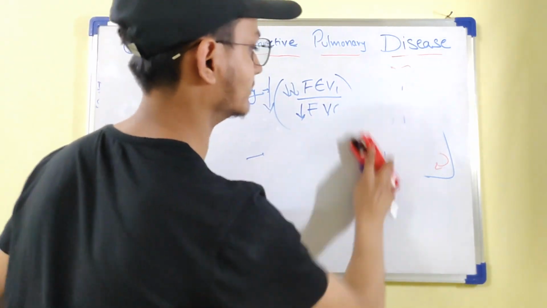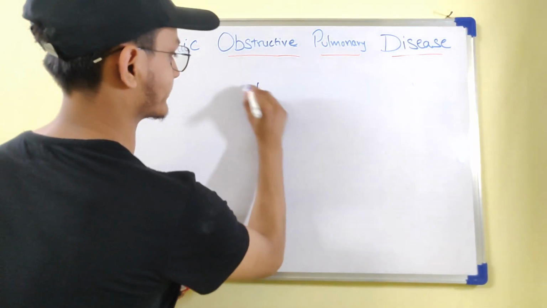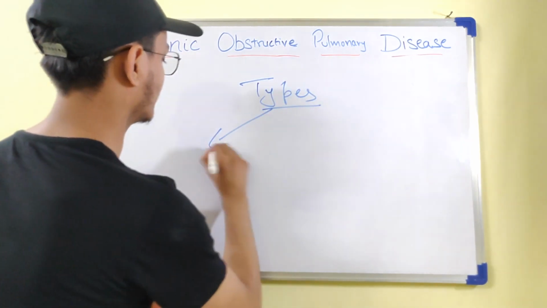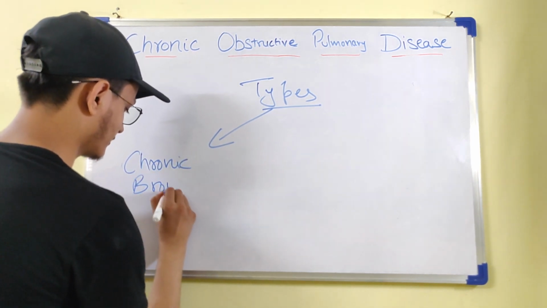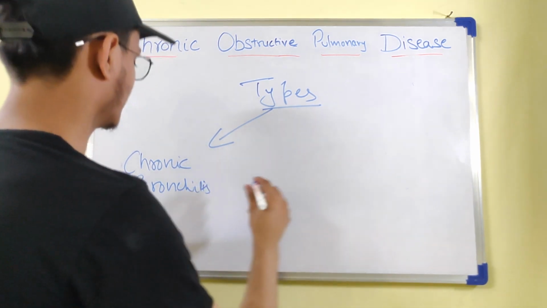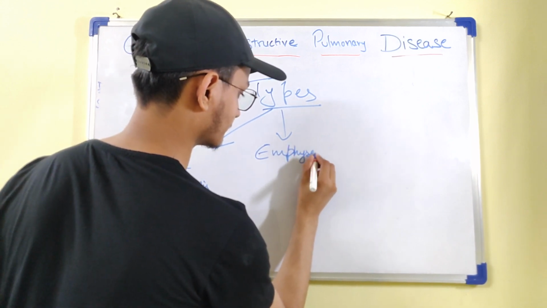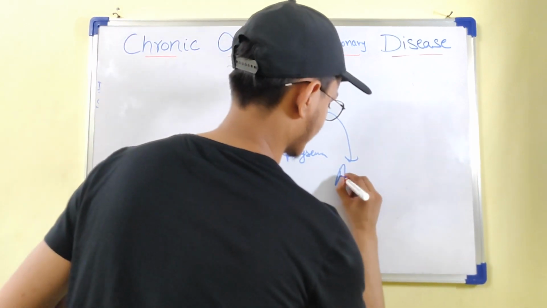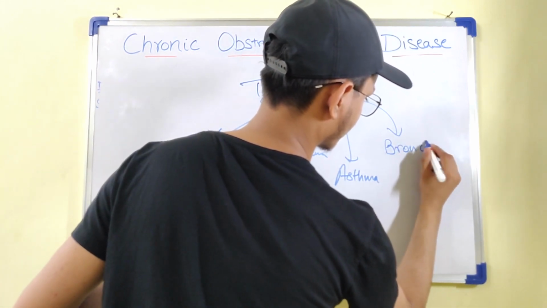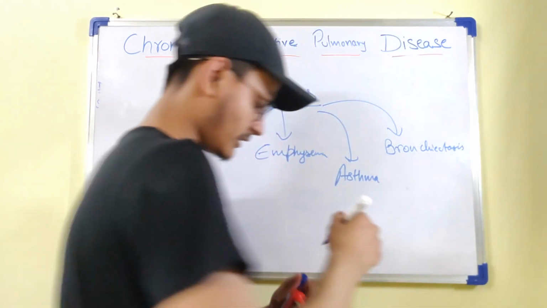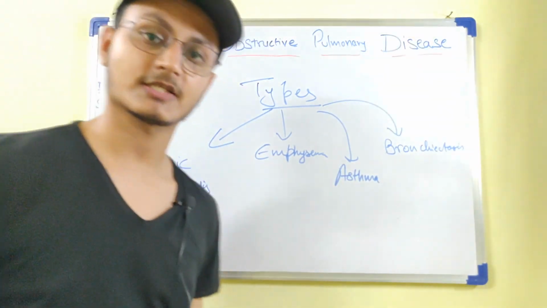So now let's have a look at the types of chronic obstructive pulmonary diseases. The first type is chronic bronchitis. Second is emphysema. Third is asthma. And the fourth is bronchitis. So out of these 4, we'll be discussing chronic bronchitis in this video, and the following topics we'll be discussing in the videos to come.